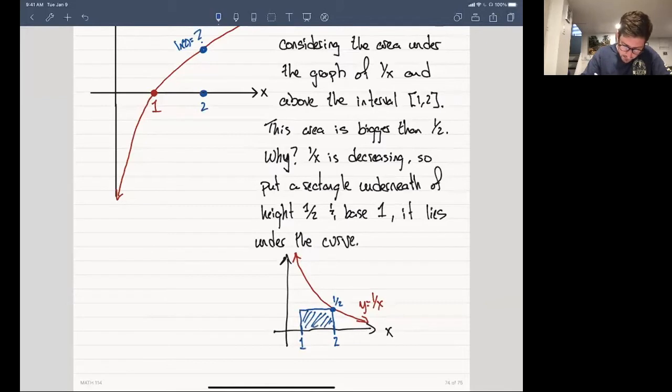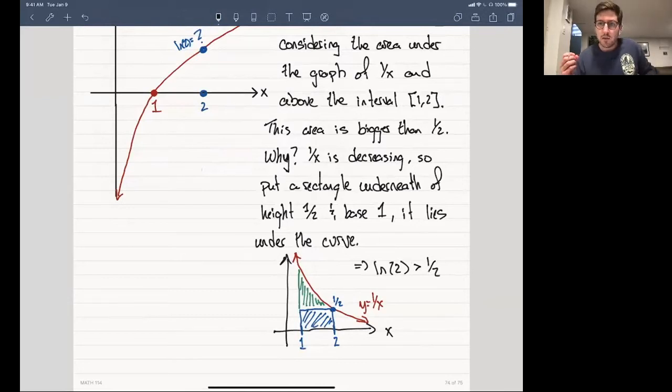And you can see that there's room missing, right? Because I need to include all of this green space as well in here. So what does that tell me? This tells me that ln of 2 has to be bigger than 1/2.